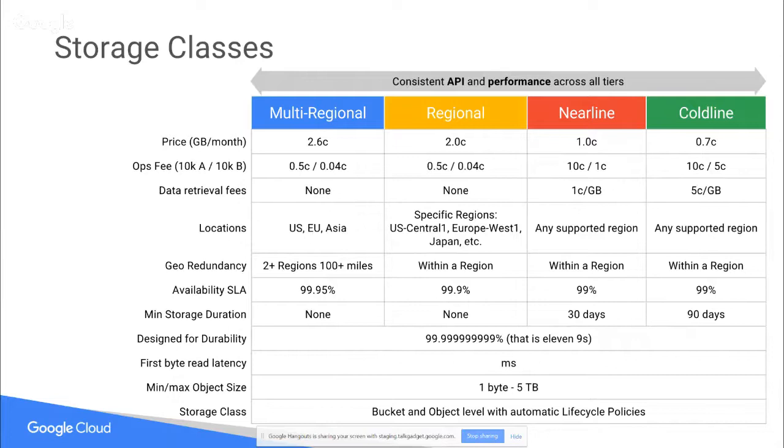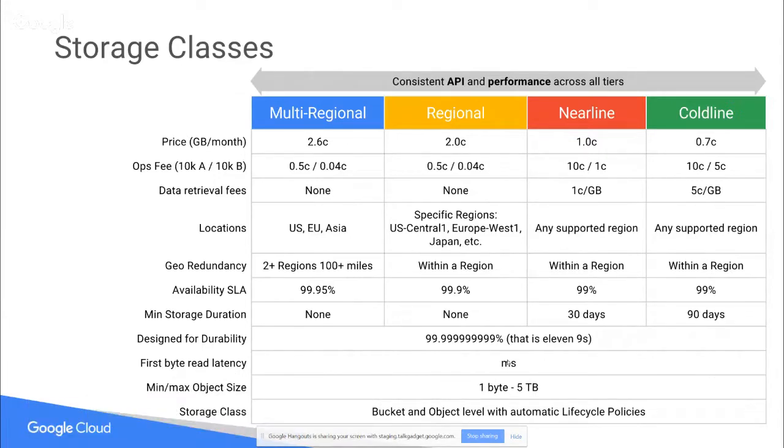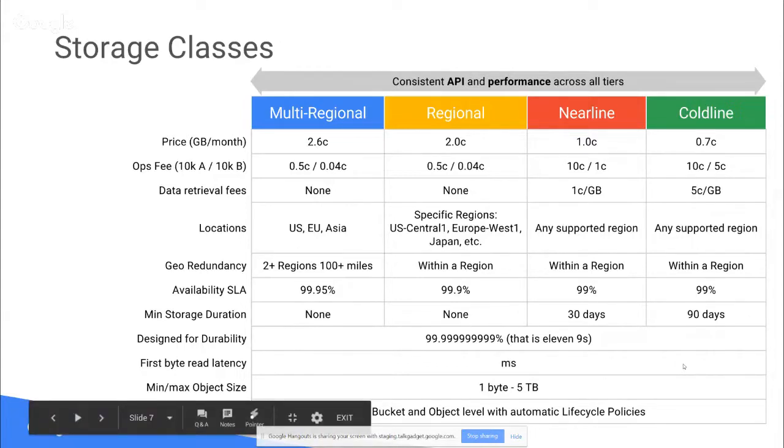The second thing is that the performance across all of these tiers is consistent. And you might think, well, how is that even possible that coldline could have the same performance as a hot tier like multi-regional, and I'm still paying differently, so what is different? What you see on the bottom of this table is that the first byte read latency is in the low digit milliseconds for any class of storage. So that makes the time to first byte pretty much the same regardless of the class of storage. But the cost is different.